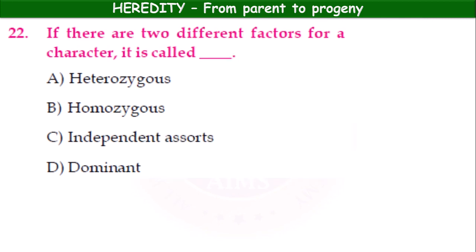Option B. Next, if there are two different factors for a character, it is called a heterozygous, homozygous, independent assorts, and dominant. Which one? It is a heterozygous. Option A. So, for example, capital T, small t, it is heterozygous. Capital Y, small y, heterozygous. Okay. Here terminology is very important, children.